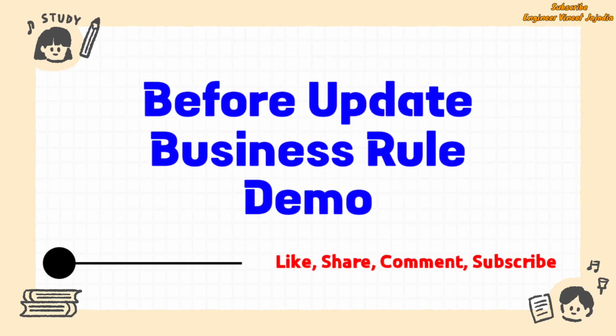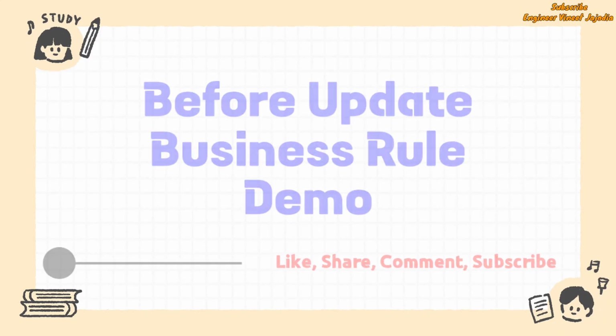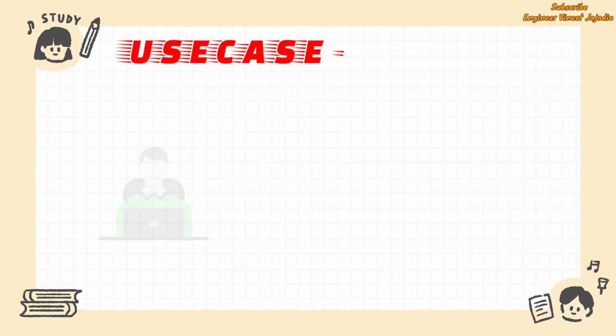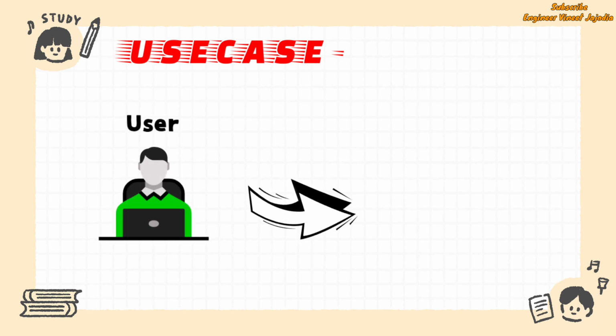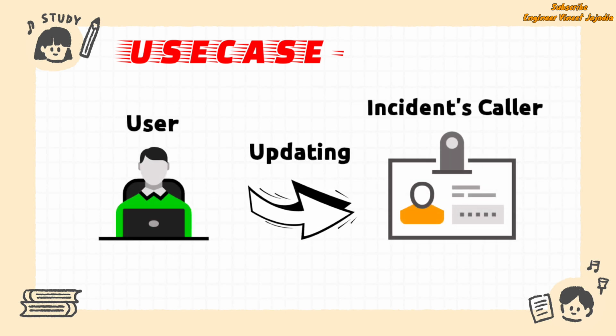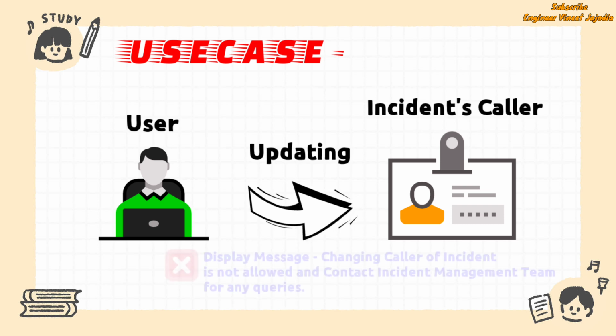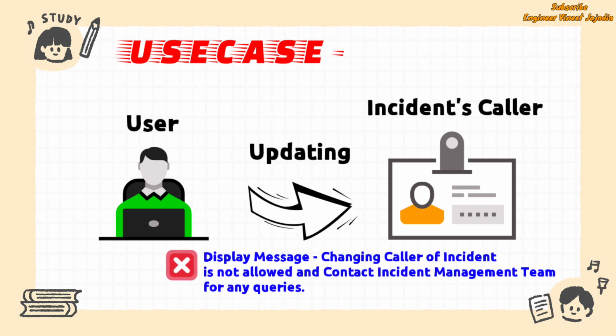Let's see the demo of before update business rule. In this demo, the use case is this: if any user tries to update the caller of the incident, then a message should display to the user about not allowing to change the incident caller and to contact the incident management team for any queries. Okay.